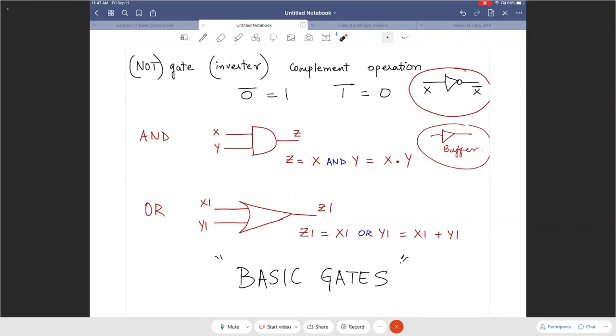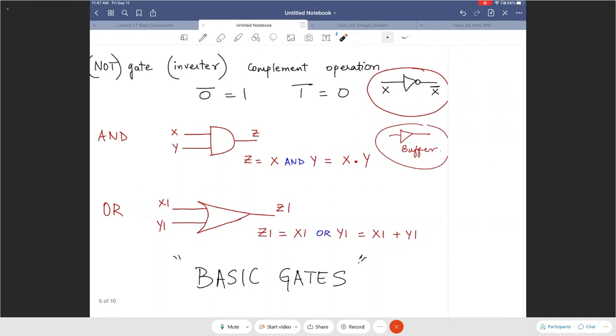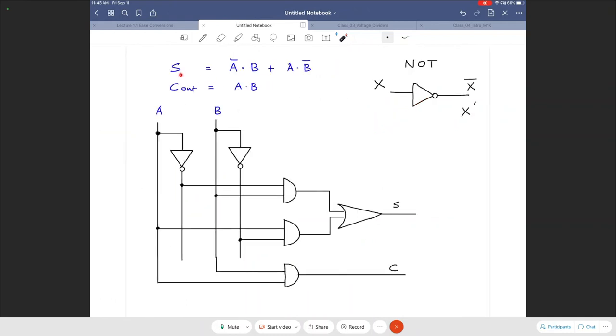Symbols and their notation. Now, we had two expressions, sum equals A complement and B, or A and B complement. And we also had, for carry out, another expression, A and B. Now, if that is the symbol for NOT gate, where X goes in and X complement comes out, sometimes X complement is represented as X prime. Right? That's okay. We are going to be using this. Sometimes the book also uses this at times. So just be aware that either one of them can be used.